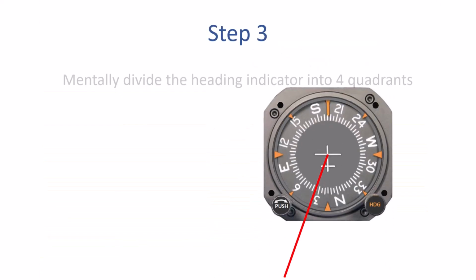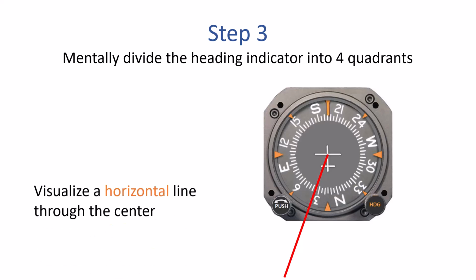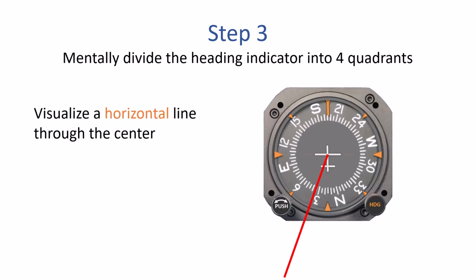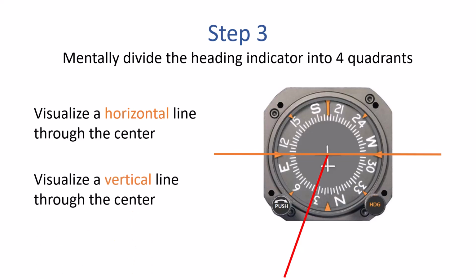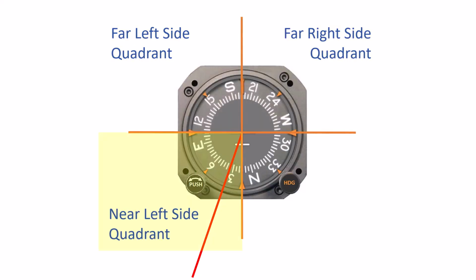So step 3, you've drawn this line out. You're mentally dividing the heading indicator into 4 quadrants. That's your next imagined step. We're going to visualize a horizontal line through the center of the heading indicator, and we're also going to visualize a vertical line through the center of the heading indicator. Once you have that visual in your mind, we're going to separate it into quadrants. The far left quadrant is here, the far right quadrant is here, the near left side quadrant is over here, and the near right side quadrant is here. So this is what we have mentally in our mind right now. We have the red line drawn out, and we have these 4 quadrants.